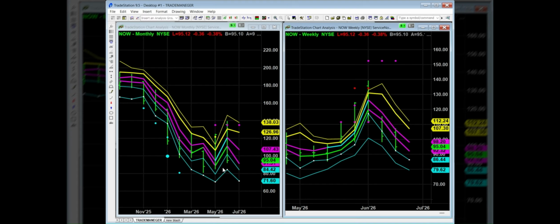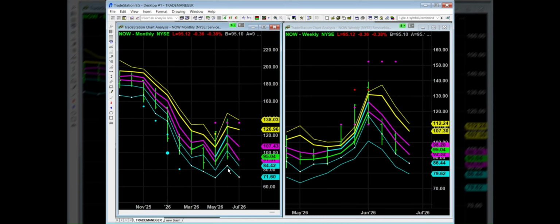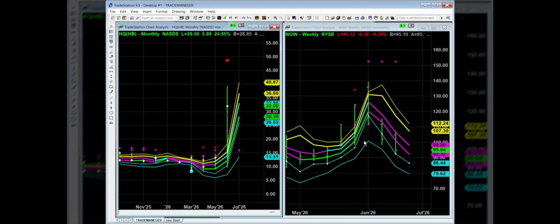$86 is exactly around the bottom blue trend line in the monthly chart. So it's a good price to buy. So take a look at that, watch it closely. And let's take a look at the HQ.